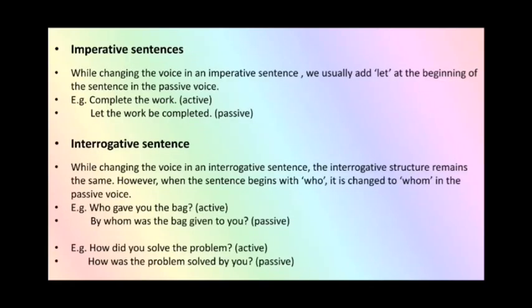Now, how to change a sentence when it is an imperative sentence into an active or a passive voice. So while changing the voice in an imperative sentence, we usually add "let" at the beginning of the sentence in the passive voice. For example, complete the work. This sentence is in the active voice. So, let the work be completed. This is in the passive voice.